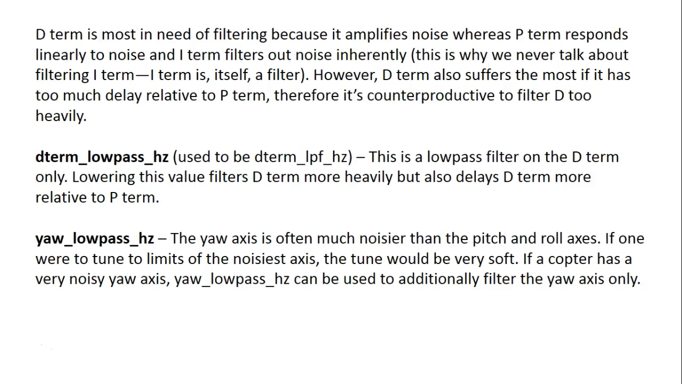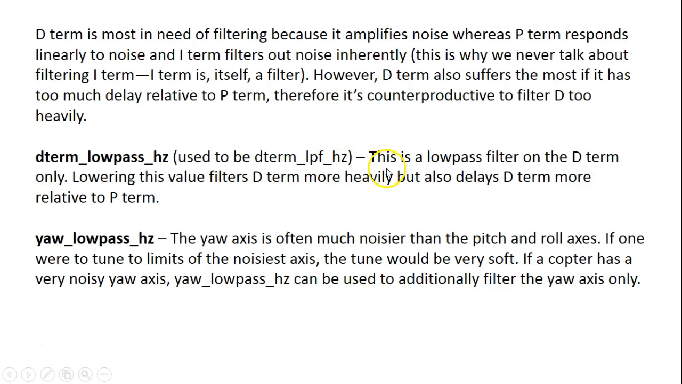But the D term also suffers the most if it has too much delay relative to the P term. Therefore, it's counterproductive to filter the D term too heavily. Okay? So D term needs a lot of filtering, but if we filter the D term too much, then the delay accumulates to the point where D is out of phase or out of time with the P term, and then it's making things worse, not better. So we've got this parameter, D term low-pass hertz, which used to be D term LPF hertz and something else before that.